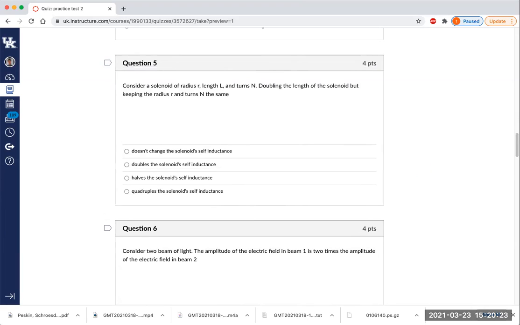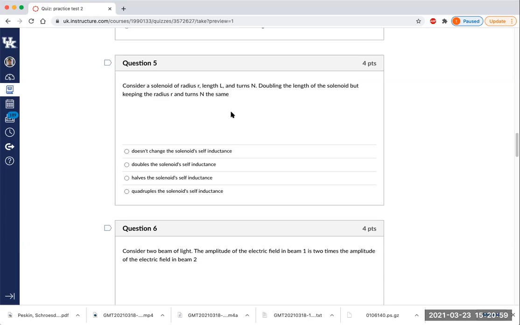Okay, question number 5. Consider a solenoid of radius r, length L, and turns N. Doubling the length of the solenoid, but keeping the radius the same and the turns the same, does what to the inductance? So we've got a solenoid. We know the geometrical parameters of the solenoid, the radius, the length, the number of turns. And then we're going to double the length of the solenoid, leaving the other quantities unchanged. And we're going to comment on how the self-inductance changes.